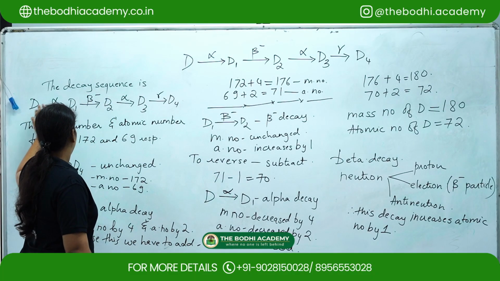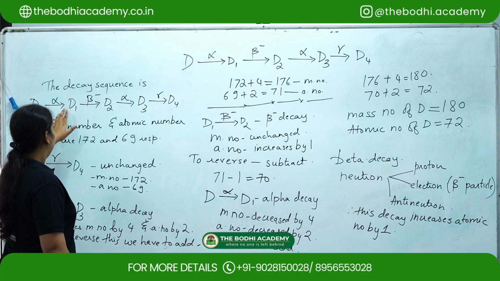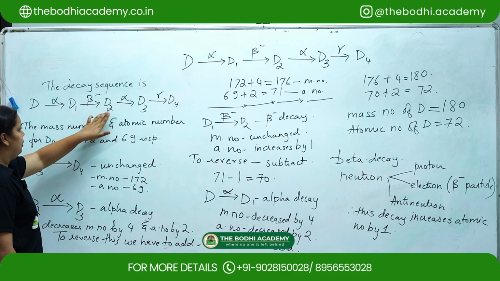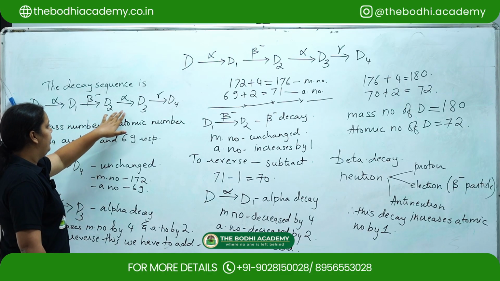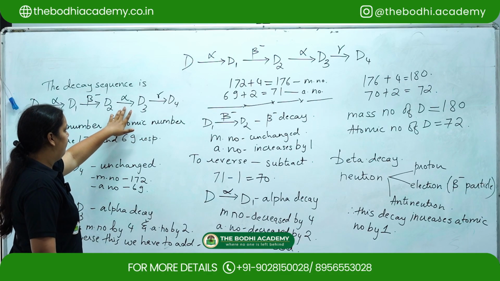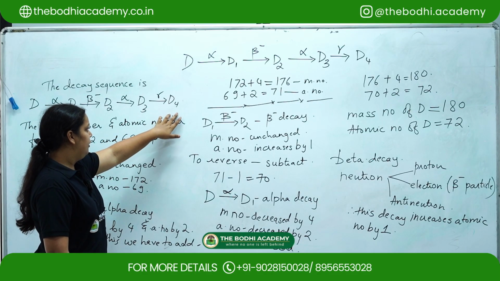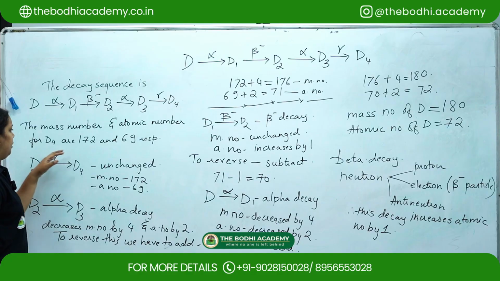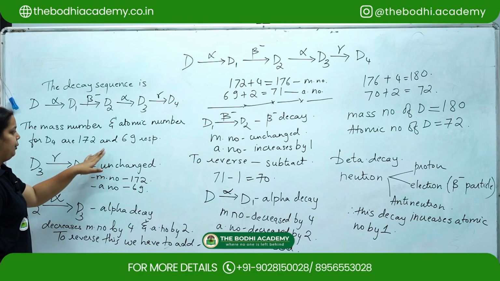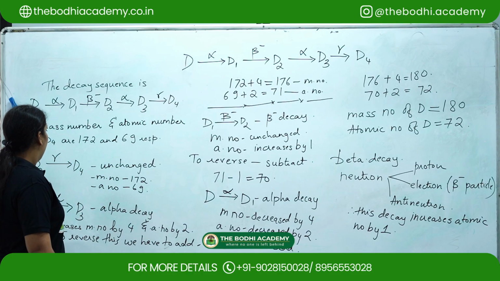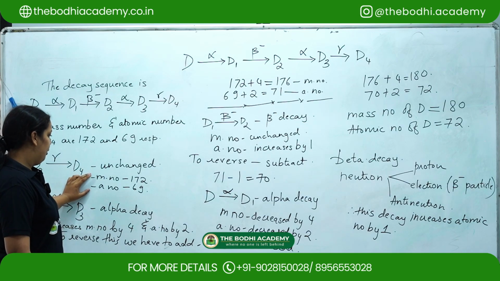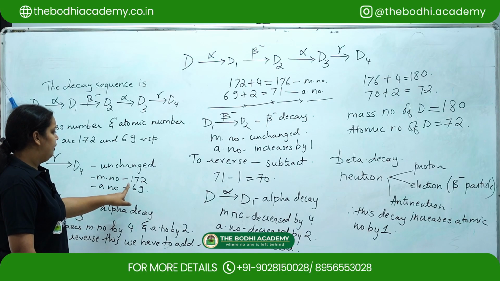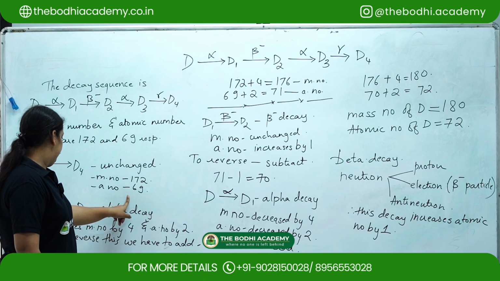So the decay sequence is D to D1 by alpha decay, D1 to D2 by beta negative decay, D2 to D3 by alpha decay, and D3 to D4 by gamma decay. The mass number and atomic number of D4 are given as 172 and 69 respectively. From D3 to D4 is the gamma decay, so the mass number and atomic number are unchanged. So it will be 172 and 69.